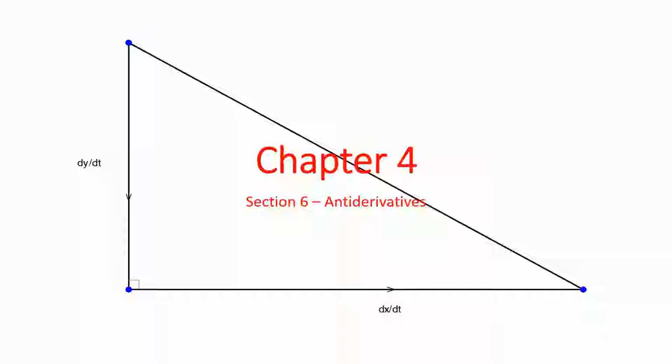Welcome back to section 6 of chapter 4. In this section, we are going to be looking at things called antiderivatives. Now, antiderivative is just going backwards from the derivative. Instead of saying what is a derivative, an antiderivative is basically saying, hey, this is the derivative. What function would have given us this as a derivative?